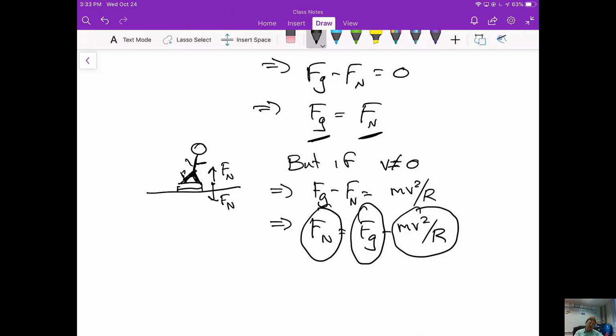And so then we can say, okay, what's the difference between Fn and Fg? How much lighter do we feel? Is this effective? Are we really a lot heavier than we think we are? And the answer is no. mv squared over r is not a big value for the Earth, right? So let's go ahead and calculate that.